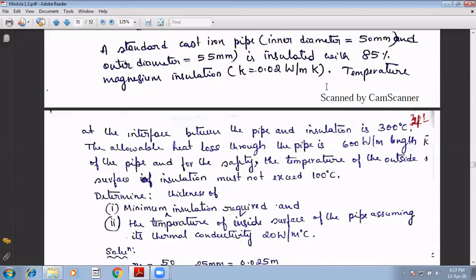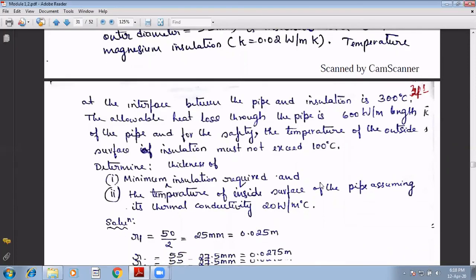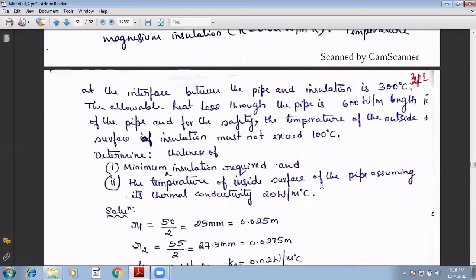The allowable heat loss through the pipe is 600 watt per meter. So Q per unit length is given, in watt per meter. Given the K of the pipe, and for safety, the temperature of the outside surface of the insulation must not exceed 100 degrees Celsius. Now determine the thickness of minimum insulation required and the temperature of the inside surface.